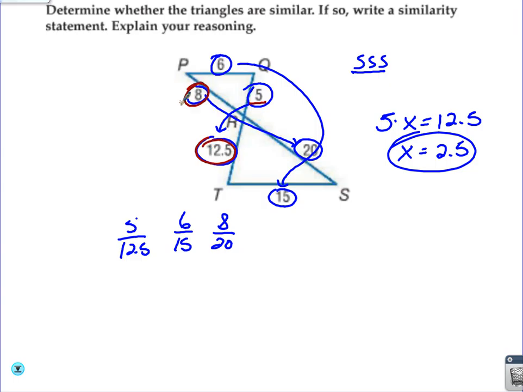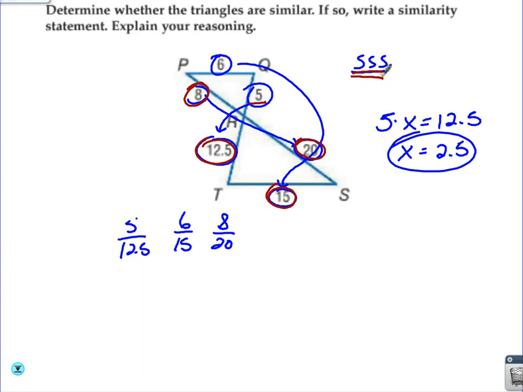Check the other 2. Multiply 8 by 2.5. What do you get? Do you get 20? You do, don't you? Multiply 6 by 2.5. What do you get? 15. So the reason I like this method better is because not only have I proven by side, these two triangles are now indeed similar.